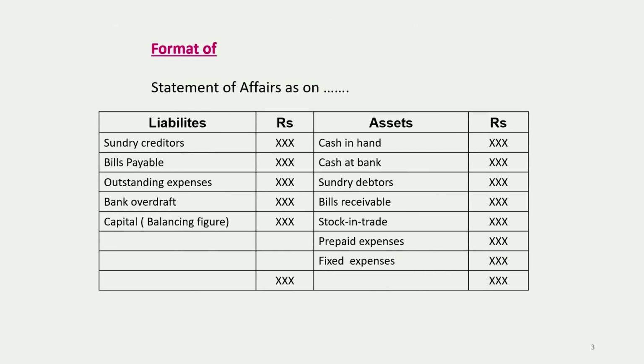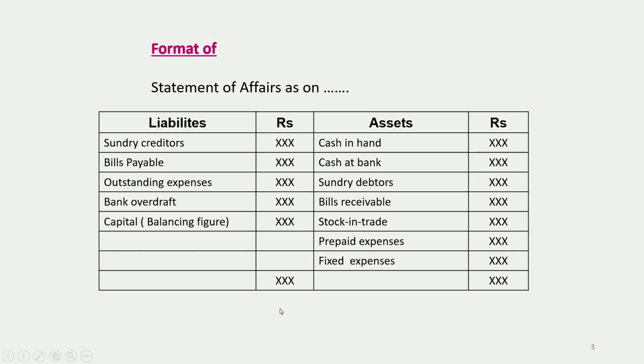Now, let us look at the format of the statement of affairs. See, this format looks like a balance sheet. On the right hand side, you write all the assets and on the left hand side, you write all the liabilities. What are the assets? Cash in hand, cash at bank, sundry debtors, bills receivable, stock in trade, prepaid expenses, fixed assets. All these assets you will write on the right hand side. On the other hand, in the left hand side, you will write all the liabilities: sundry creditors, bills payable, outstanding expenses, bank overdraft, and capital. That will be your balancing figure.